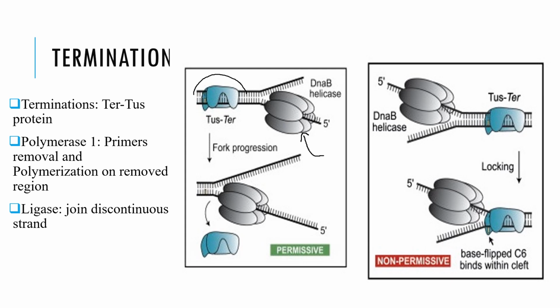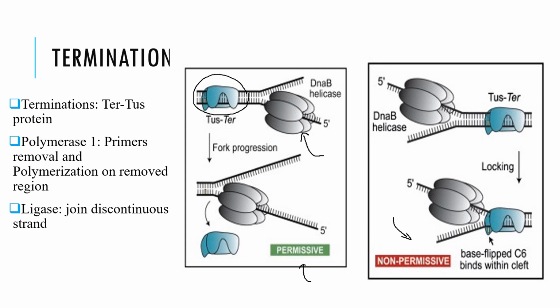As you can see in this diagram, a protein is present which is called the Ter-Tus protein. When there is a Ter-Tus protein, this is the non-permissive protein. For example, if it were a permissive protein, when the helicase enzyme reaches that place, the Ter-Tus protein would fall from the DNA strand, so there would be no end of DNA replication. But the Ter-Tus protein is non-permissive, so it will not leave the DNA strand.